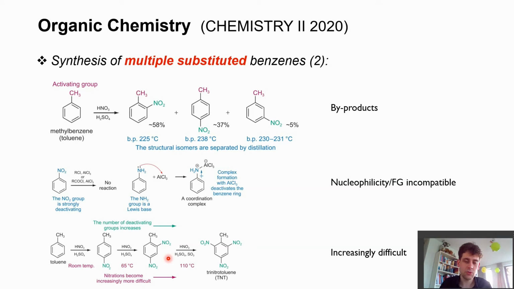And because you want to go to trinitrotoluene, so TNT, you need to introduce a third nitro group. And in this case, you need to heat up even more, so to 110 degrees. That's somewhat close to the boiling point of toluene already. And you also need to change your activating agent a bit. So you need to go from sulfuric acid to sulfuric acid plus sulfur trioxide, and this acts as an even stronger activating agent.